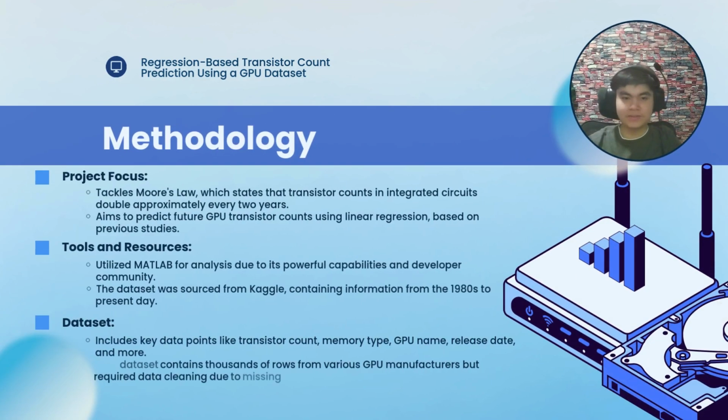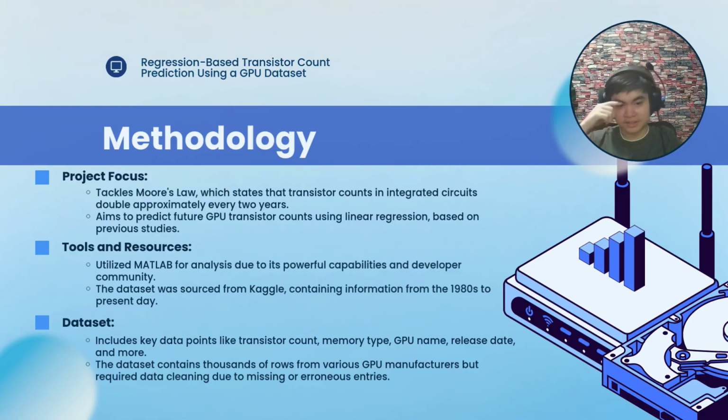So, for our methodology, to reiterate, our project focus is to tackle Moore's Law, which states that transistor counts in integrated circuits double approximately every 2 years. So, it's not only integrated circuits but also GPUs and other computational components. Then it aims to predict future GPU transistor counts using linear regression based on previous studies.